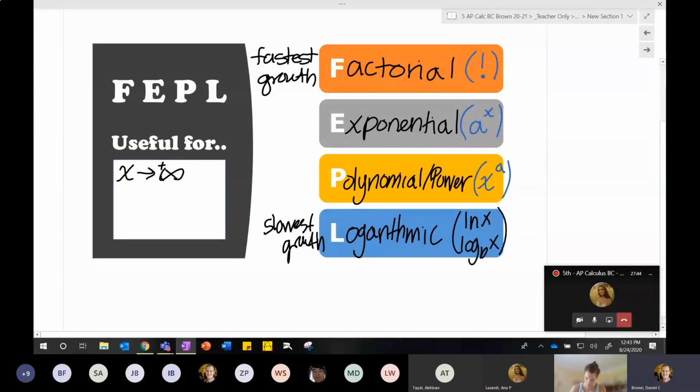One use of FEPL, and it's not something you will use every time, is that if you ever have a fraction and you're trying to compare numerators and denominators, it will help you figure out which side of that fraction is going to have the larger infinity. Any questions before we look at the examples?